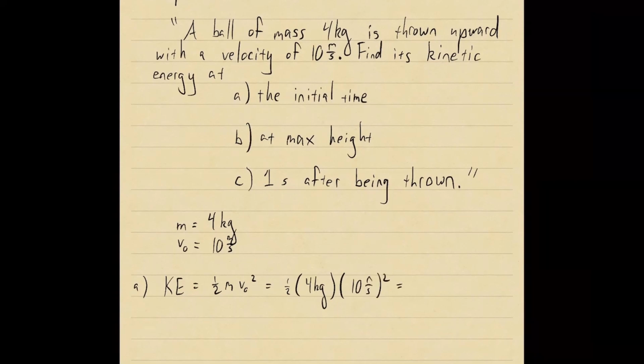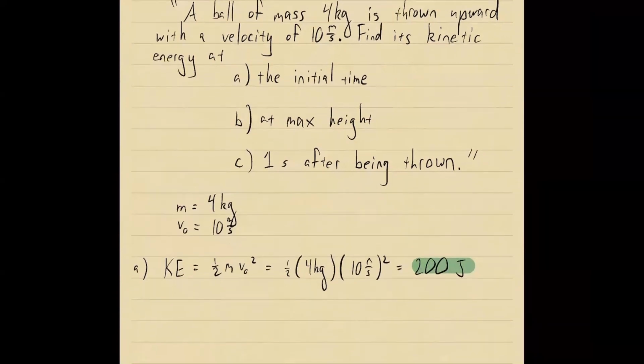And this becomes 200 joules. So this is the kinetic energy of our ball for part A, just as it's being thrown. For part B, the kinetic energy at the max height of the ball's trajectory, it's going to be 1/2 times the mass times v squared. But if you'll remember, at maximum height, the y component of our velocity will be 0.